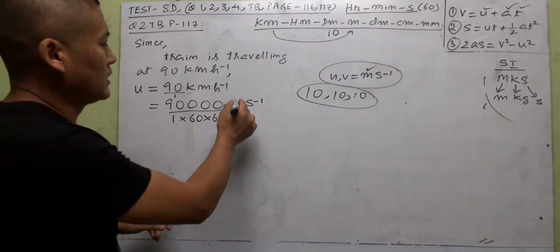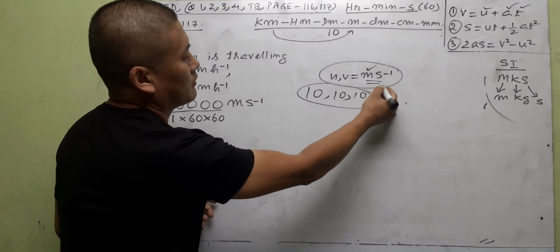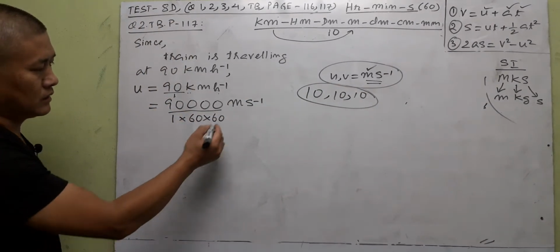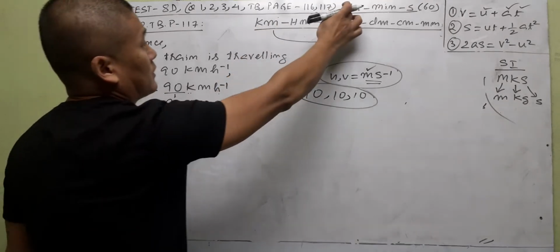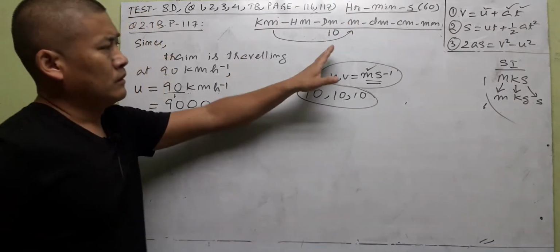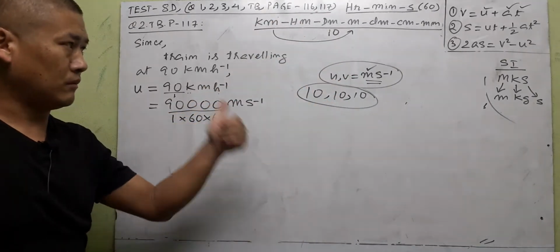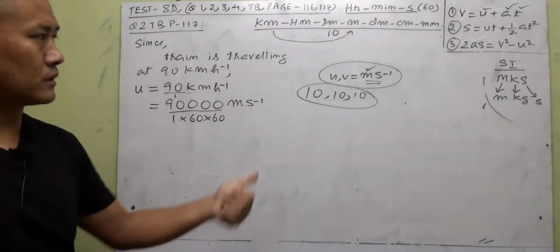So now it is matching. This one has become exactly the SI unit for velocity. That's how we change to SI unit, okay? It is absolutely necessary to memorize these two, because you'll keep on needing them every now and then, even in your mathematics, right?